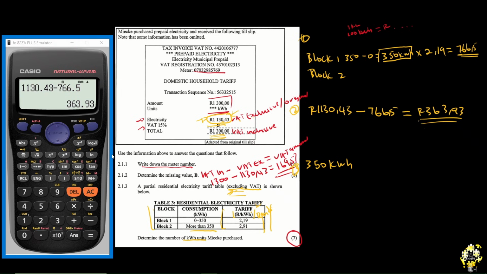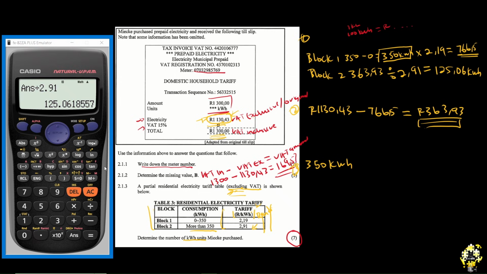For block 2, we are going to use the remaining amount. You see why I made this? The remaining amount, which is 363.93, divide by the rate, which is 2.91. How many units do we get for doing that? So it's already here, 363.93. Divide by 2.91. What do we get? We actually get 125 point, let's just round it off to 2 decimal places.